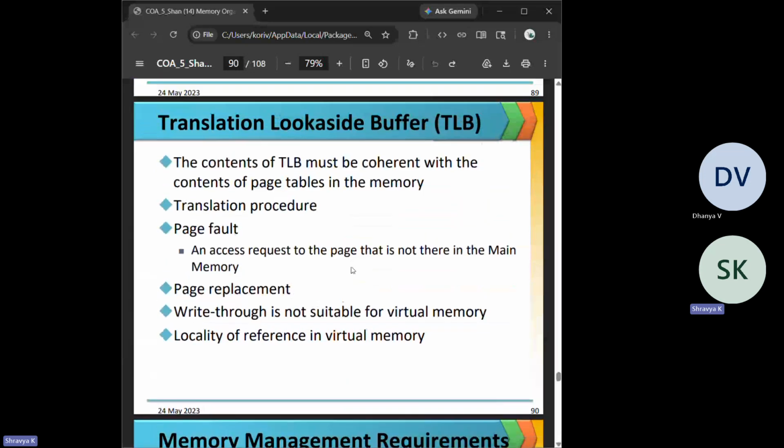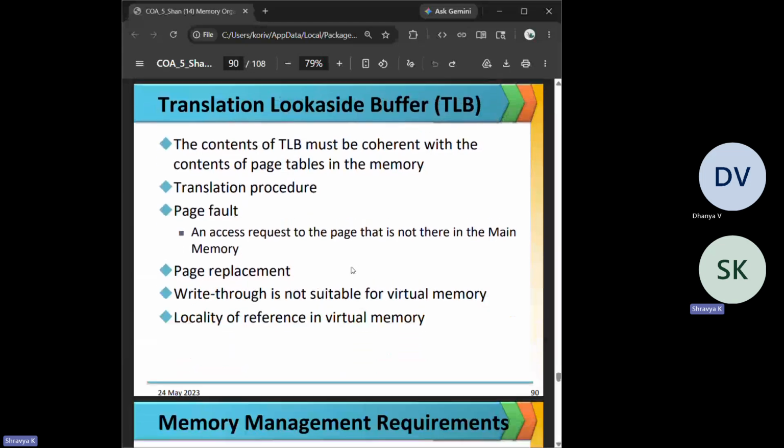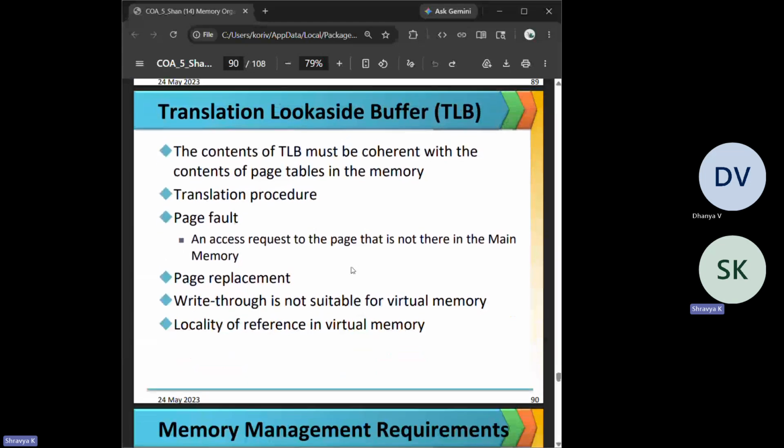And we also have page replacement, which will be required in the TLB in the same way that we needed replacement in the cache, right? Because the cache is smaller and we needed more blocks. So in a similar way, the TLB is smaller than the page table, and it will therefore require page replacement algorithms as well.